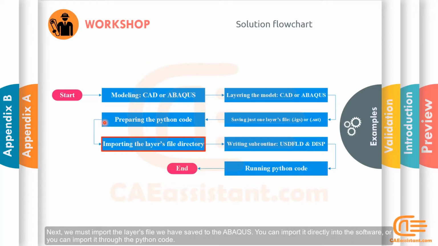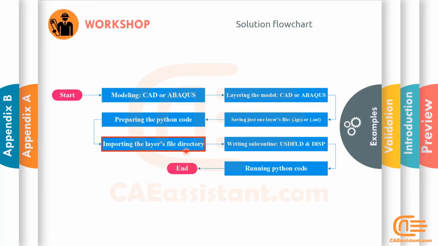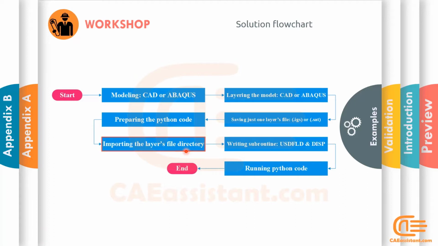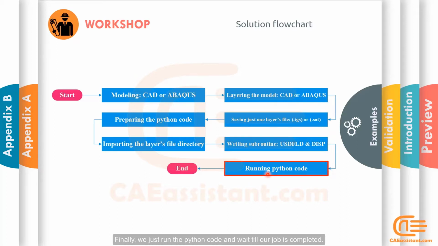Next, we must import the layers file we have saved to the Abaqus. You can import it directly into the software, or you can import it through the Python code. But as we said before, it's better to use Python code and import the layers file directory to the code. After that, we must prepare the USDFLD and DISP subroutine. Finally, we just run the Python code and wait till our job is completed.